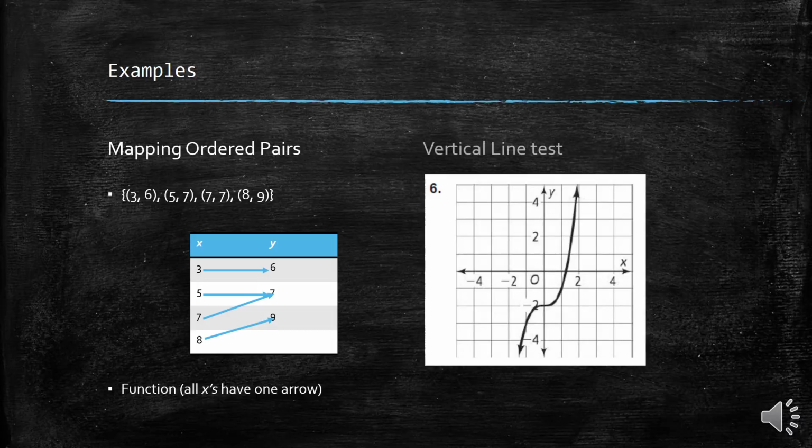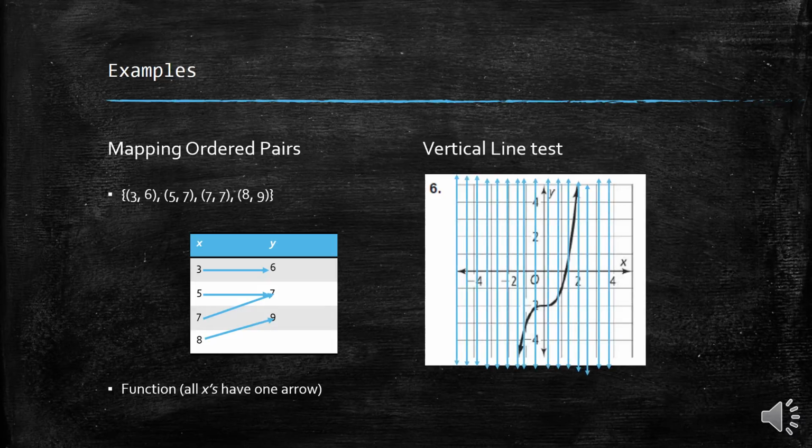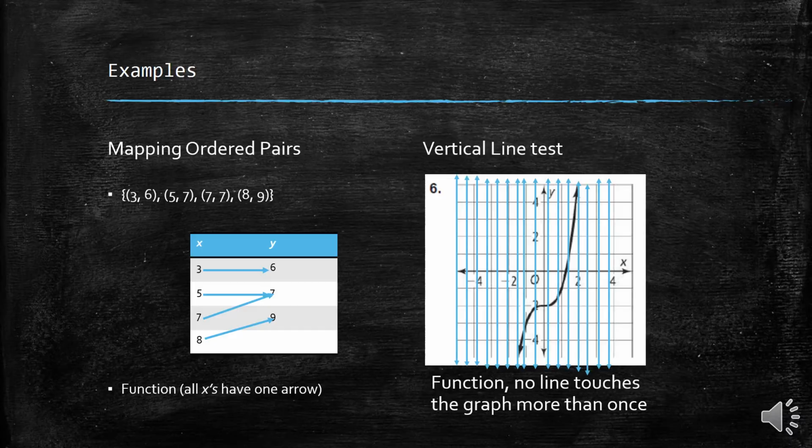Let's take a look at the example on the right and use the vertical line test. So we have a graph and we want to see if it's a function. So what we do is we draw as many vertical lines as we possibly can. As you can see, all of the vertical lines only go through the graph once, if at all. Therefore, this is a function because no line touches the graph more than once.